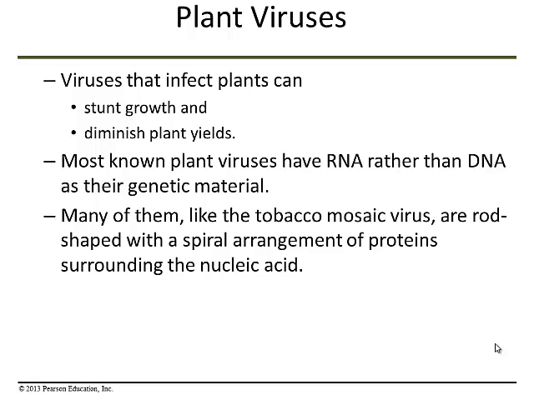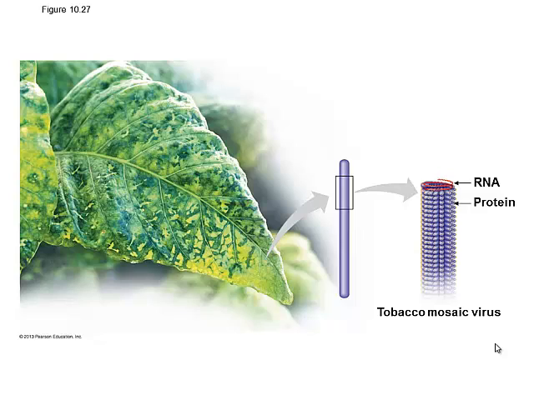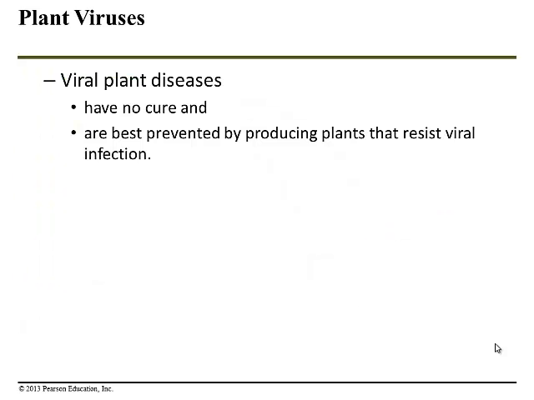Correct. So viruses that infect plants tend to stunt their growth, decrease their yield. Most of the known plant viruses have RNA rather than DNA as their genetic material. And one of the most commonly studied in genetics classes is something called the tobacco mosaic virus. Again, because it's very simple, very easy to see, highly reproducible, and we can study its genetics quite a bit. So, viral plant diseases have no cures.